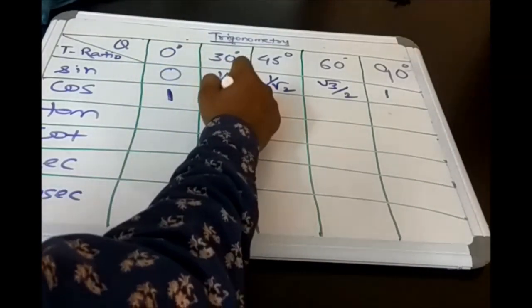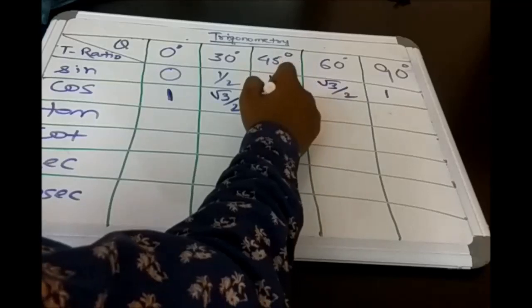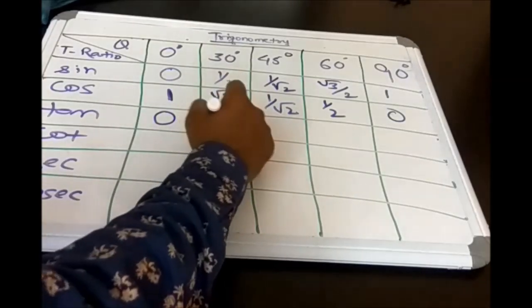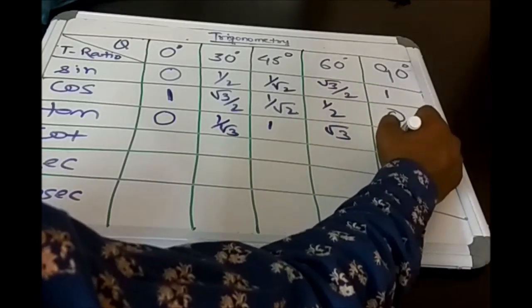Similarly, cos 0 is 1. Cos 30 is root 3 by 2. Cos 45 is 1 by root 2. Cos 60 is 1 by 2. Cos 90 is 0. The same way, tan 0 is 0, tan 30 is 1 by root 3, tan 45 is 1, tan 60 is root 3, tan 90 is undefined.